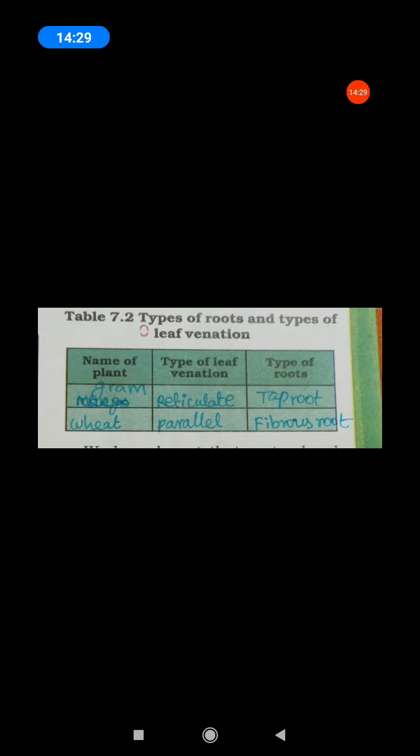Types of leaf venation. Already we learned the types of leaf venation: reticulate and parallel. Now you write. Name of the plant, gram. Type of leaf venation, reticulate. Type of root, taproot. Next, wheat. Type of leaf venation, parallel. Type of root, fibrous root.